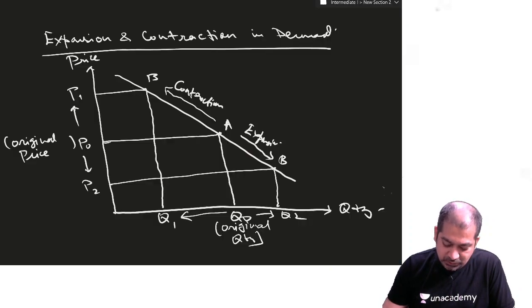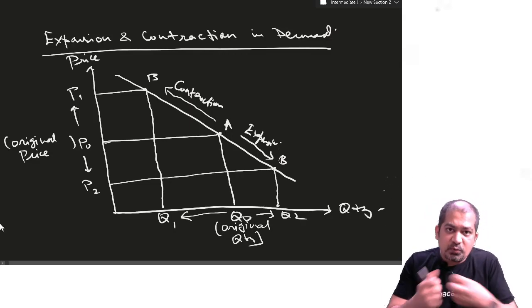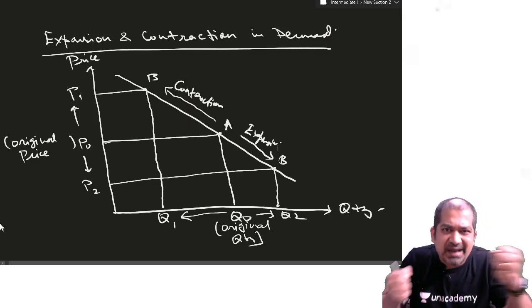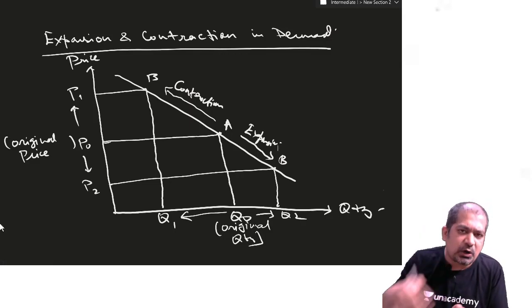So let's get back to the topic here. Now we've seen expansion and contraction. You are moving up or down the slope on the same demand curve. You are expanding or contracting along the same demand curve. So we say that there is a movement, an upward movement and a downward movement, along the slope.